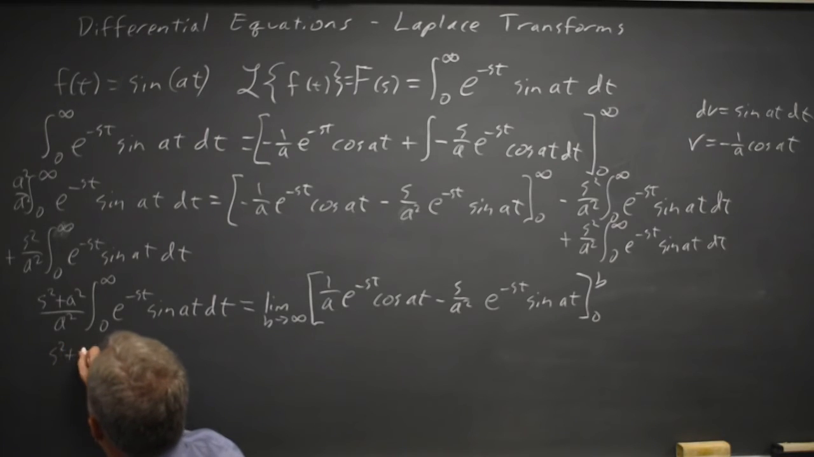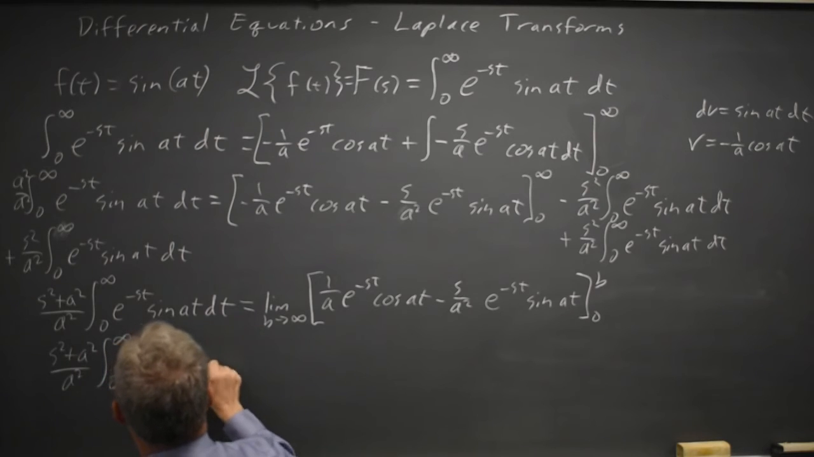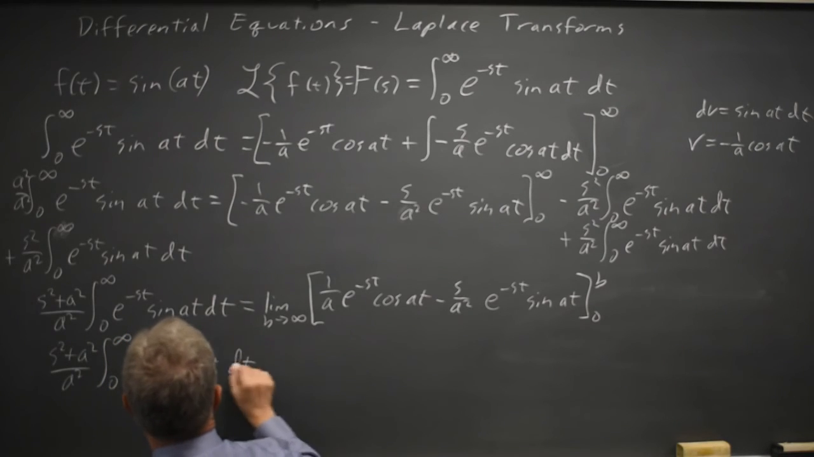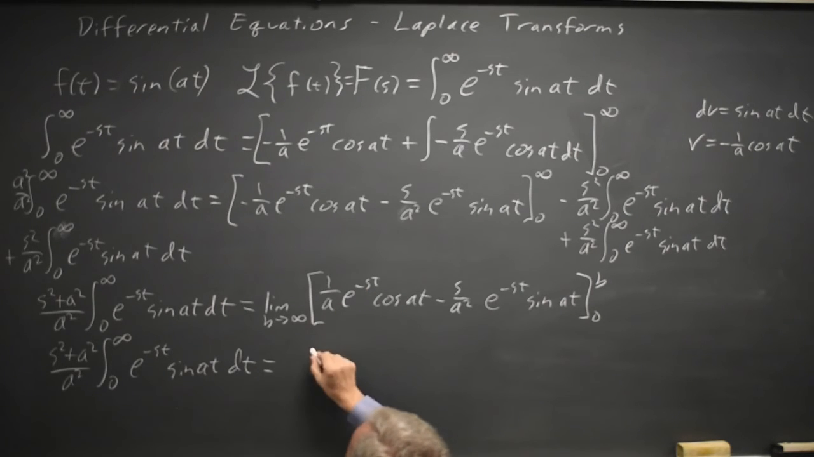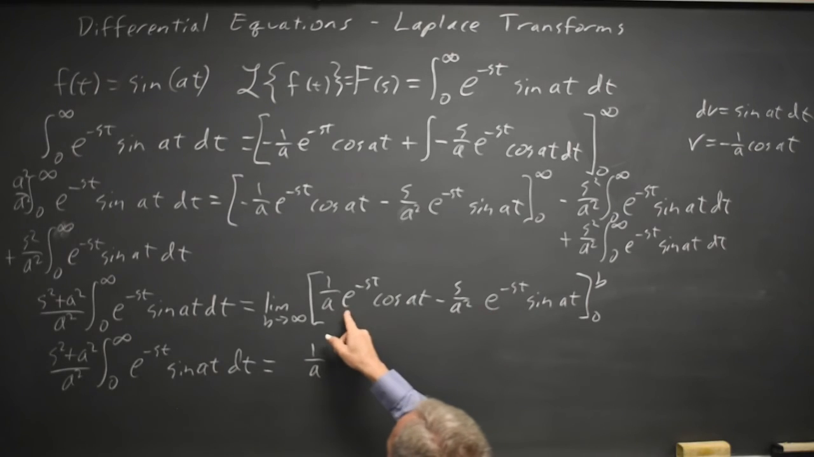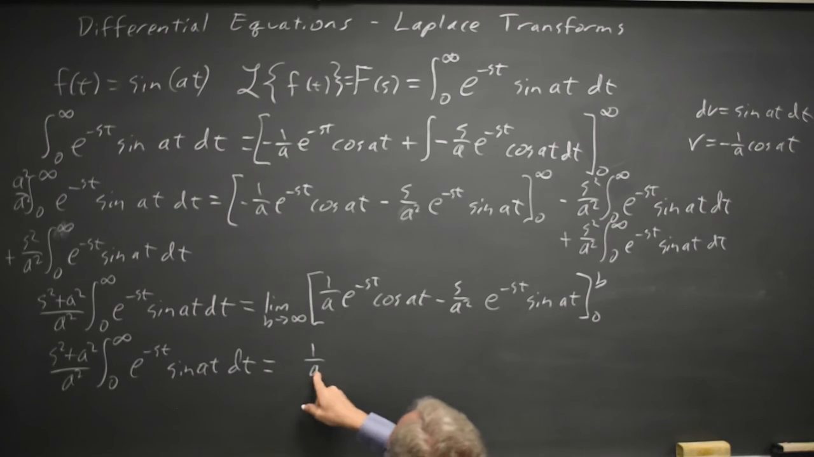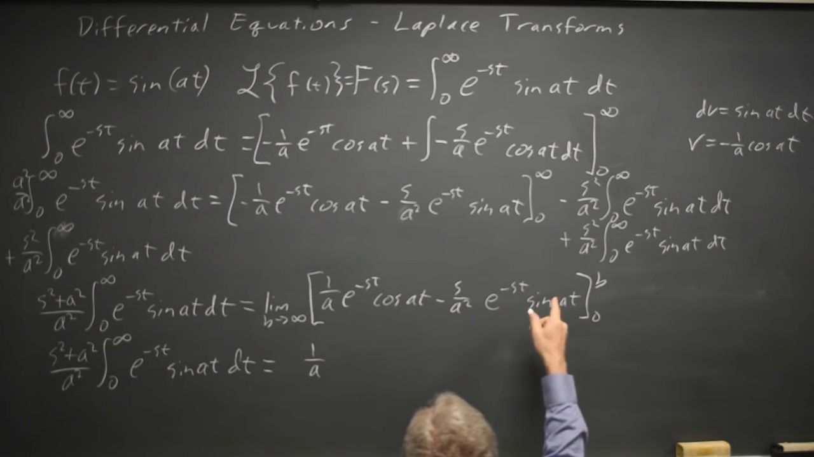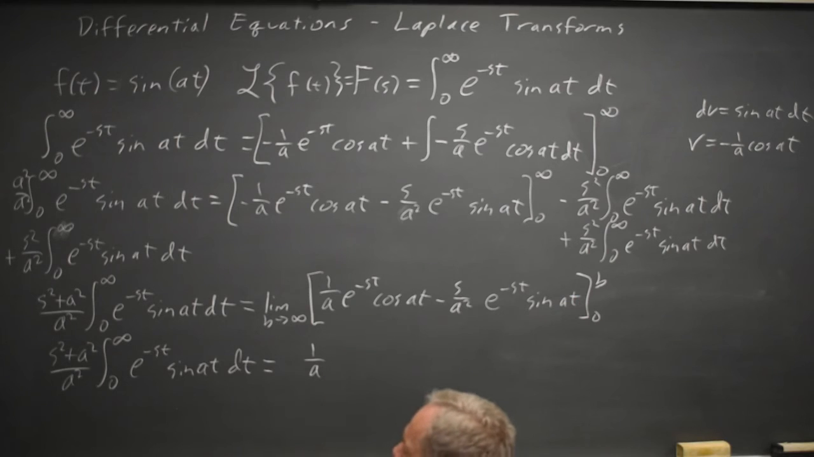S squared plus a squared over a squared times my original integral equals, at 0, e to the 0 is 1, cosine of 0 is 1, times 1 over a is 1 over a. E to the 0 is 1, sine of 0 is 0, so it's just 1 over a.